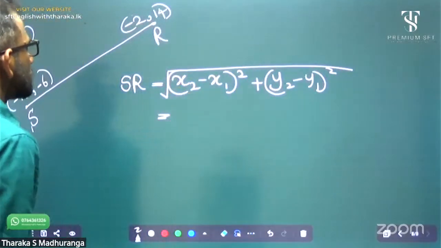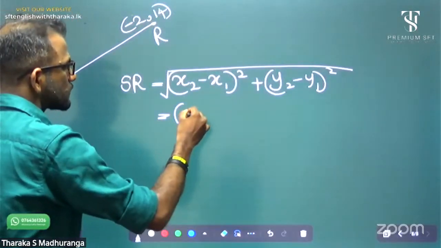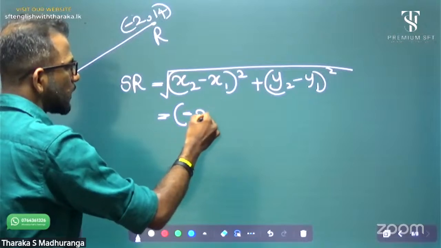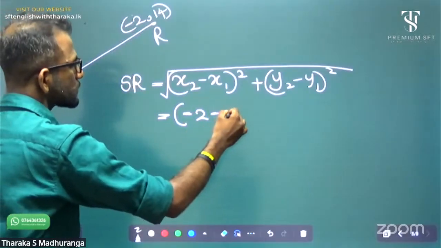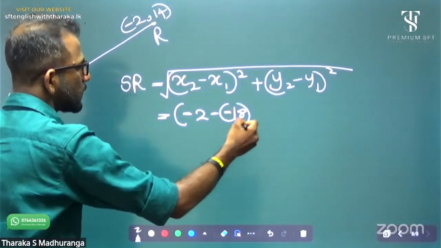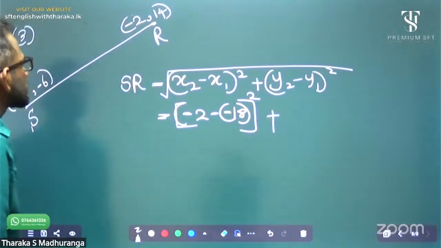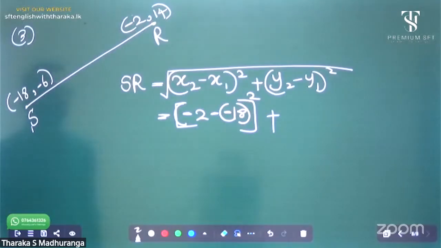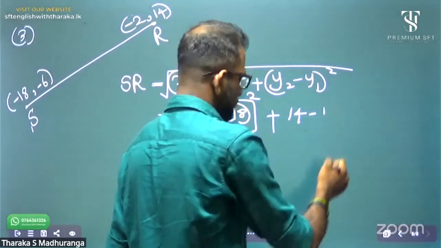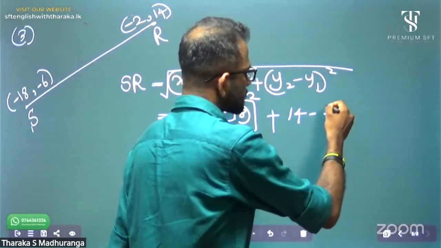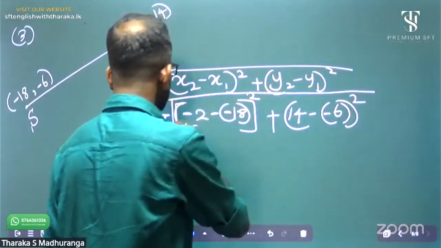X2 minus x1 means minus 2 minus, remember how to substitute these values, minus 2 minus minus 18, squared, plus 14 minus minus 6, squared, and square root.